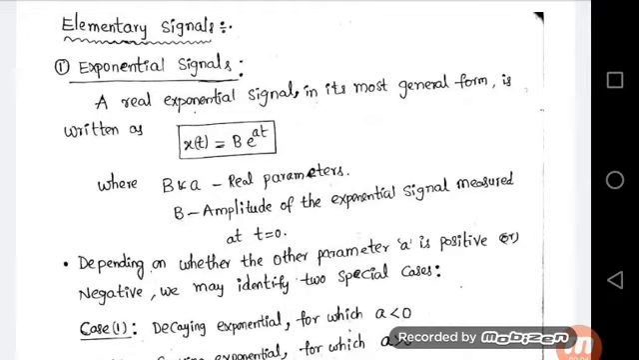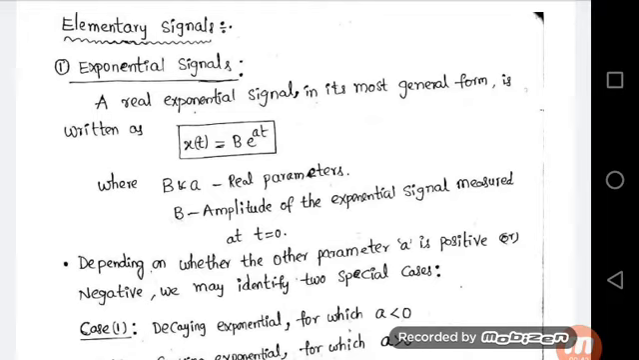Today we are discussing elementary signals. In previous classes we discussed some meanings: what is a signal, what are the types of signals, what are the families of signals, and what are the meanings of time shifting, time scaling, amplitude shifting, and amplitude scaling. Now we are clearly entering the subject in depth.